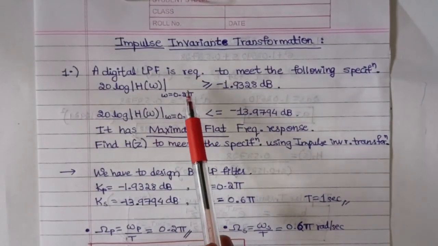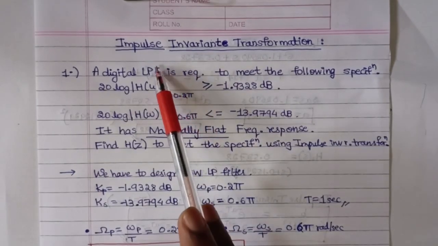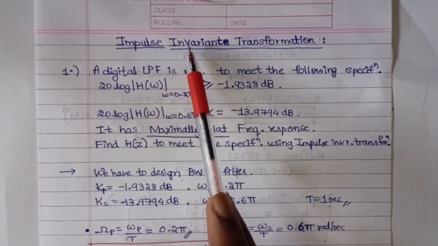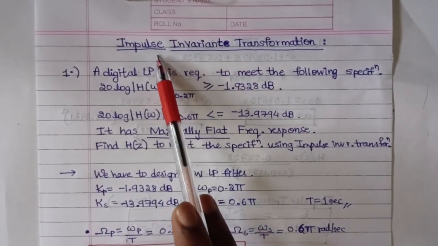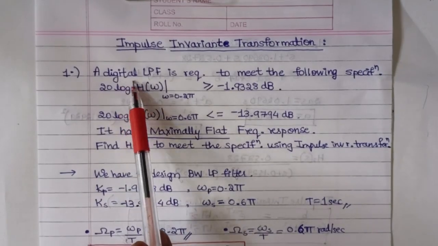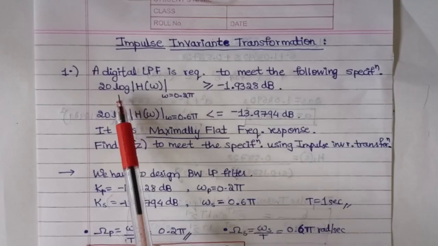Hello friends, in the previous class we have studied about designing a filter using bilinear transformation. In this video we will be discussing another method to design a digital filter known as impulse invariant transformation method. The question given is: design a low pass filter which is required to meet the following specification.